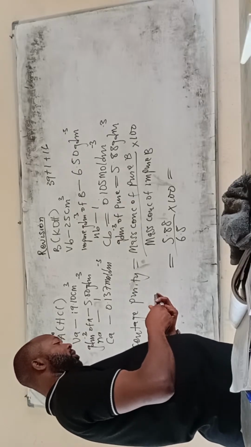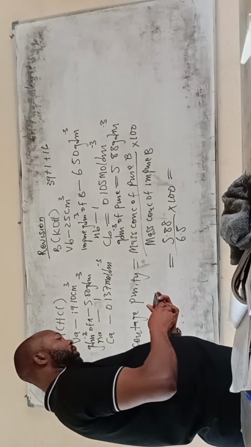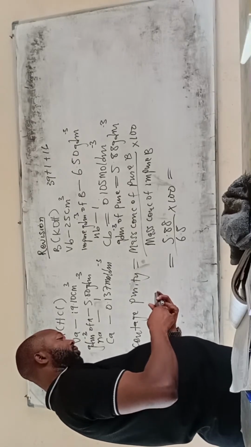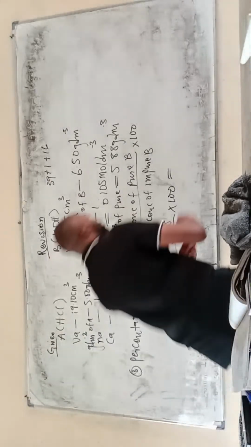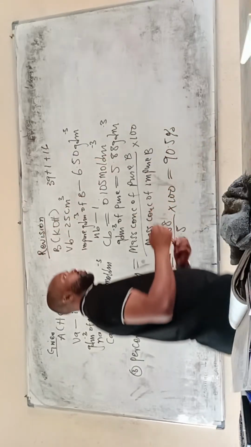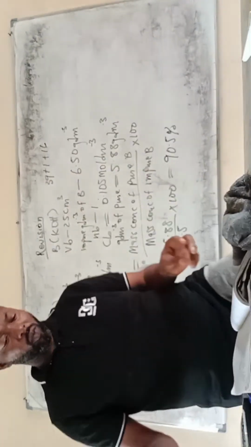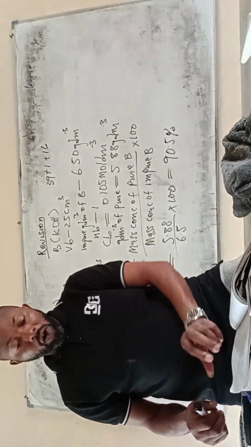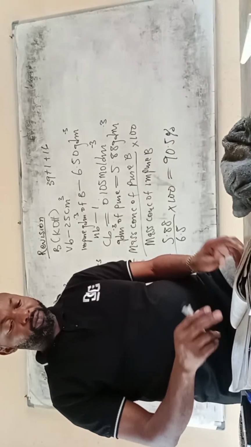5.88 divided by 6.5 times 100. We have 90.5. So this is 90.5% pure. That is very high. So we're going to take more questions so that we'll be able to move on.